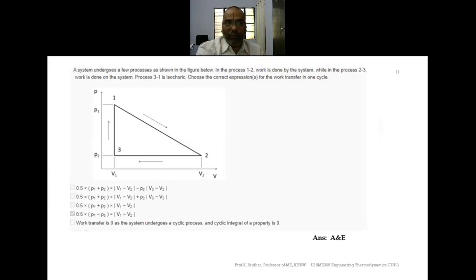Similarly, now you can answer one typical question that is based upon the triangular concepts, that is, what is the area of this particular triangle. Now you can answer how to find out the work transfer. The answer is A and E.